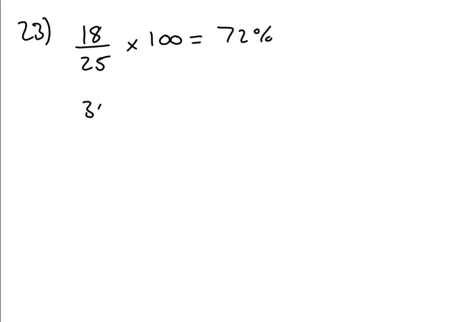Do the same thing, 30 divided by 40 times it by 100. So 30 divided by 40 times by 100. That's then 75%.